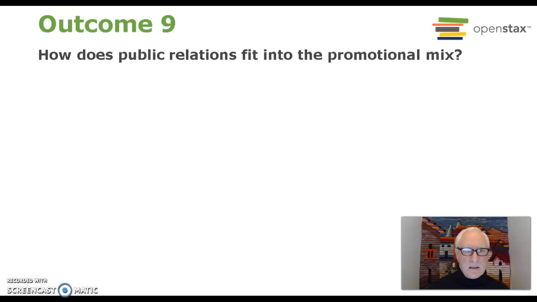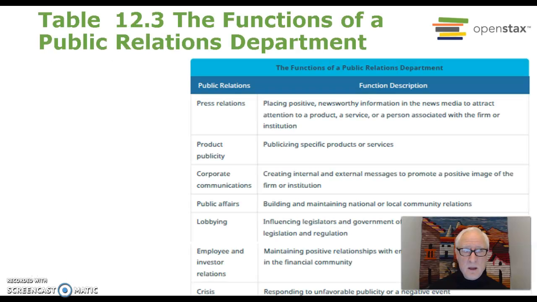In OpenStax Introduction to Business Chapter 12, Outcome 9 has to do with how public relations fits into the promotional mix. So we're going to talk about the functions of a public relations department in a company. First of all, there's press relations, and that's trying to get newsworthy information that's positive about your company, your product, your service into the news media, right?